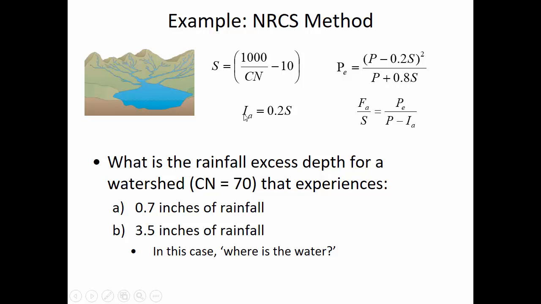And so if the precipitation depth is bigger than the initial abstraction, then you use this formula to calculate the P sub E. And that's what we're trying to figure out, is kind of like how much rainfall excess is there going to be, and where's the water in both of these two cases.